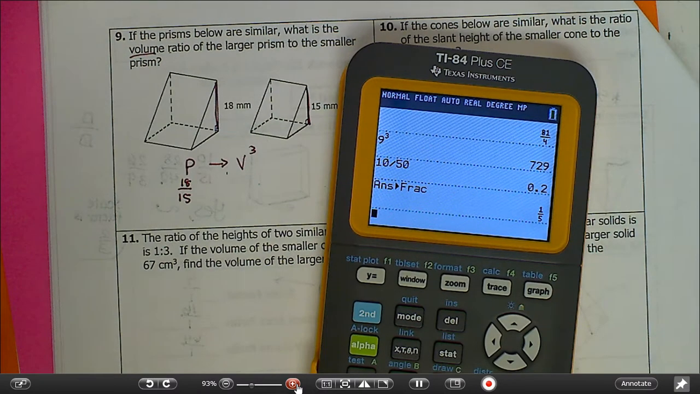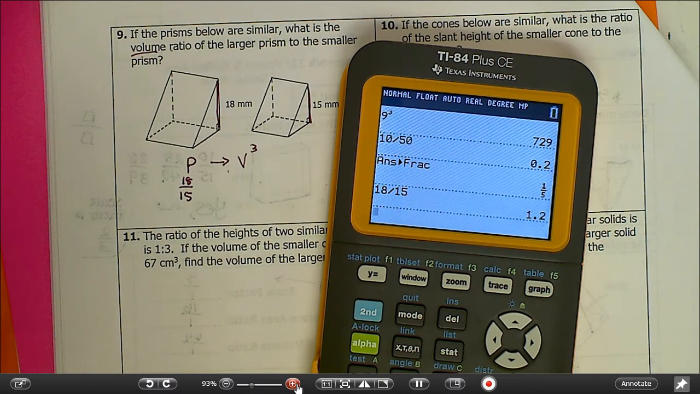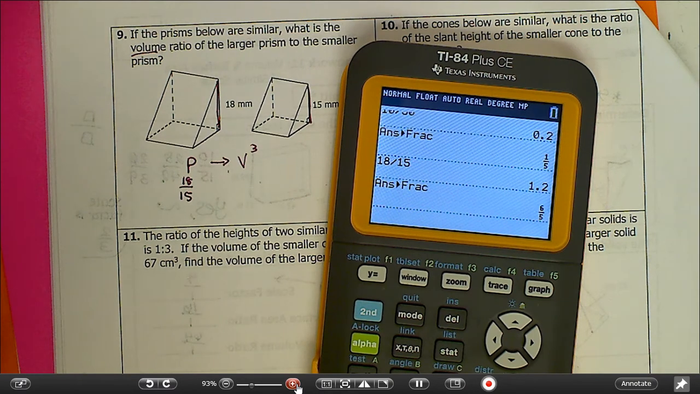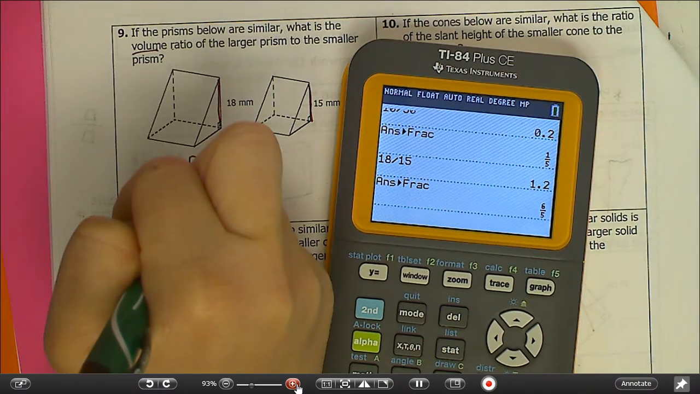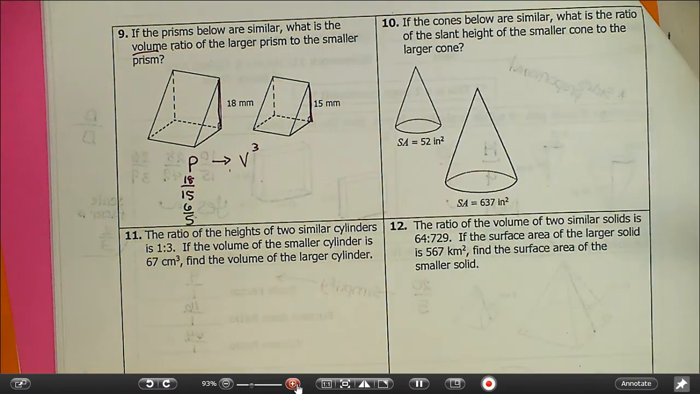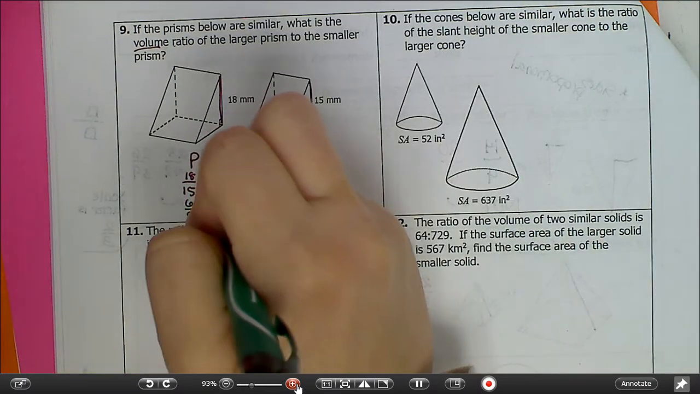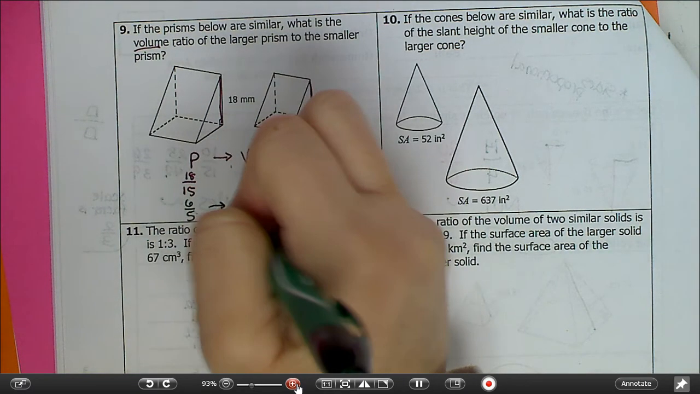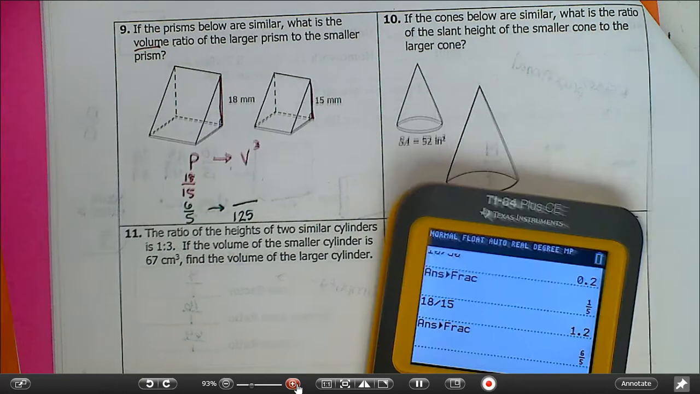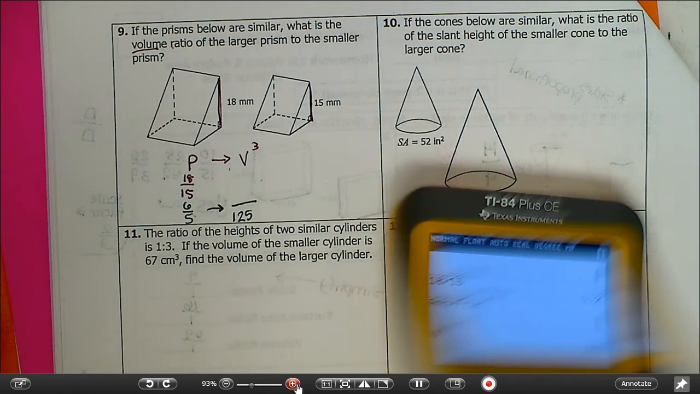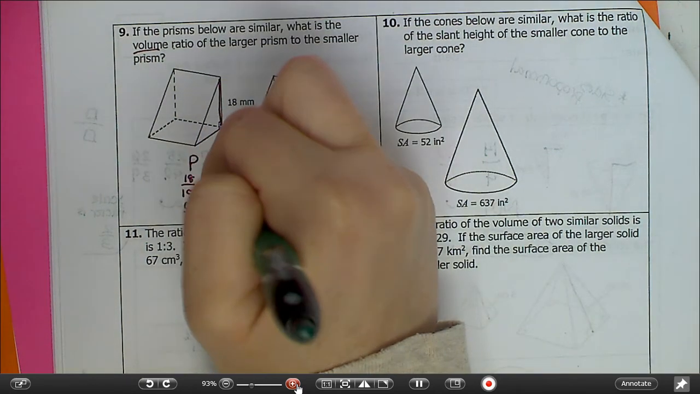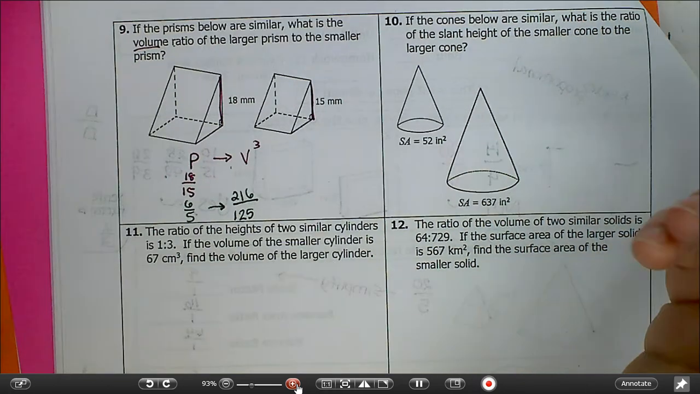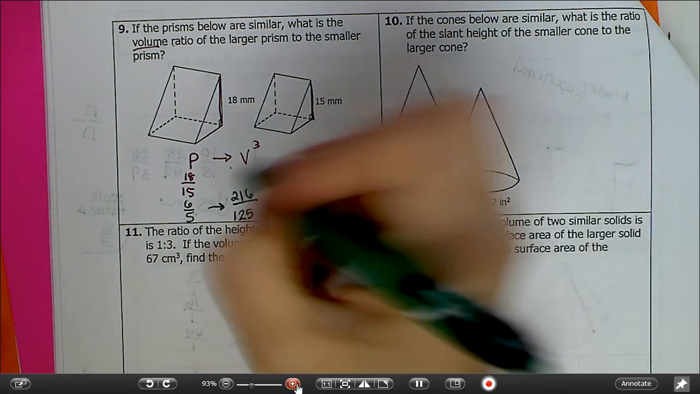Simplify. 1.2 math fraction, 6 over 5. So that should go right there. And we want to move over. We know 5 cubed is 125 and 6 cubed is 216. So the volume ratio is 216 to 125.